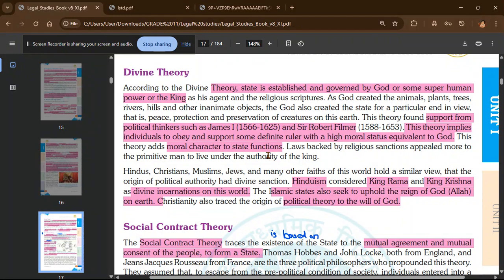Different religions are given here, with their gods or incarnations. Hinduism considered King Rama and Krishna as divine incarnations on this world. Islamic states also seek to uphold the reign of God, Allah, on earth, and Christianity traces the origin of political theory to the will of God.